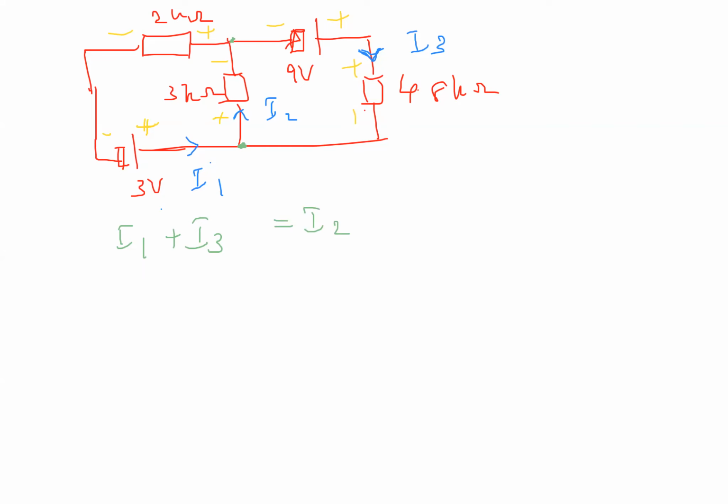Agree? Okay. Now I will rearrange this equation like this: I1 minus I2 plus I3 should be equal to 0. That is my equation 1. You guys agree? Yes. I1 minus I2 plus I3 should be equal to 0.